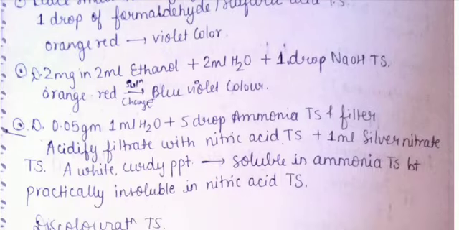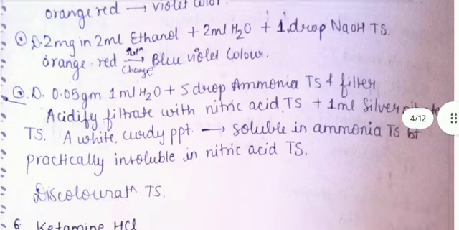Dissolve 0.2 mg in 2 ml ethanol. Add 2 ml water. Add 1 drop sodium chloride TS. Orange red solution changes to blue violet color.